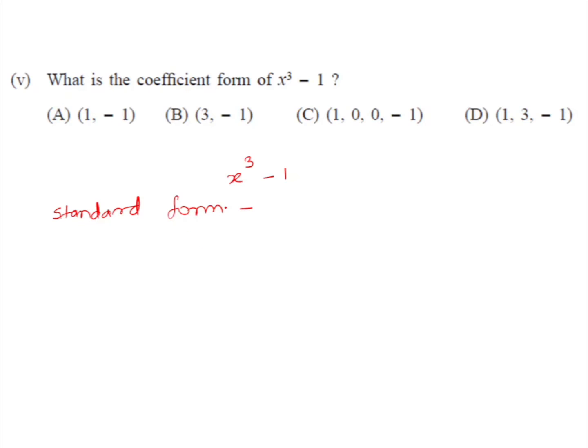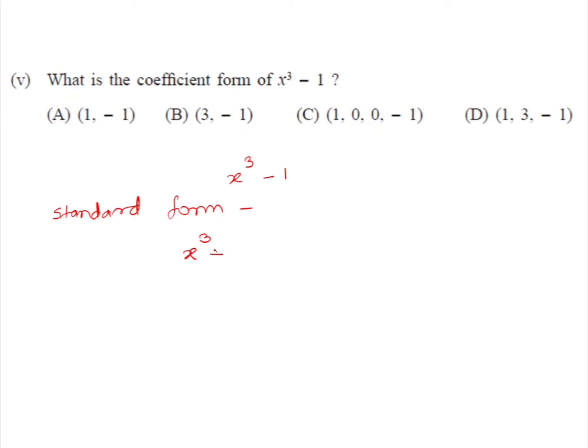And if we have to write the polynomial in the standard form, we have to write all the terms in that polynomial in the descending order of power of x. So here the highest power of x is 3. So that should be the first term, x cube. Then after that, x square term should be there, but in this polynomial no x square term is there.